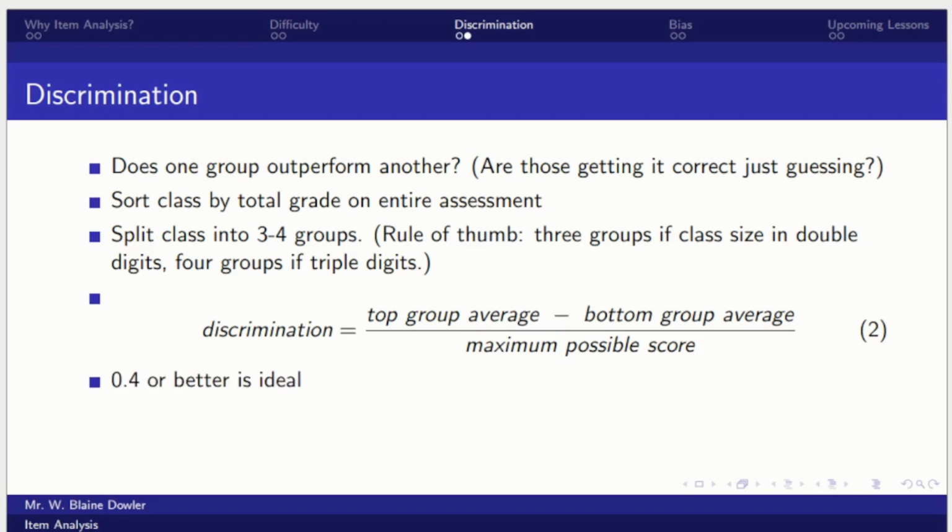A good discrimination is 0.4 or better. If you have an item of very low or very high difficulty, you're going to have poor discrimination because so many students are getting it correct. If every student in the class gets it correct, discrimination is 0.